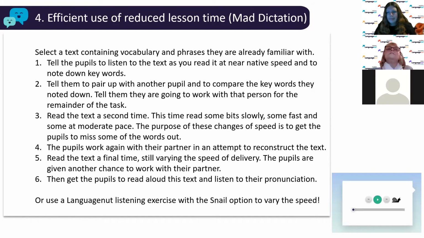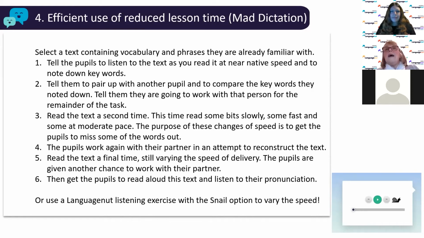Then read the text a second time. Maybe you do this a little bit more slowly, a little bit faster in some parts, and sometimes at normal speed. Again, you can use Languagenut here if you wish to use that as the language listening tool in the classroom, because the snail pace is there, which allows the language to go slower, and is really useful if you have students that struggle with listening and need to listen at a slower speed.